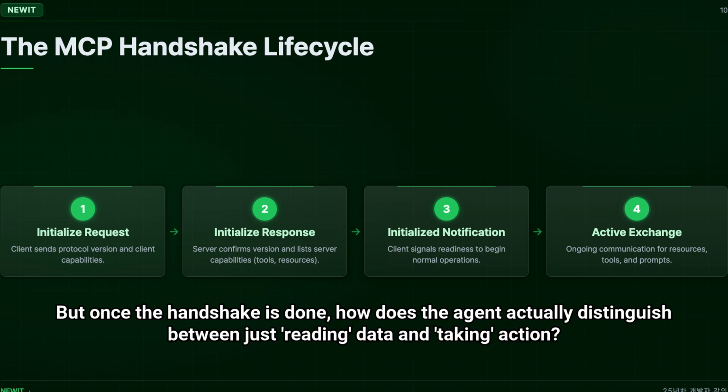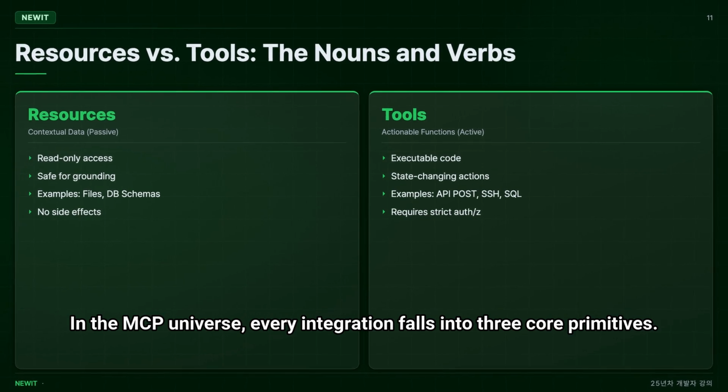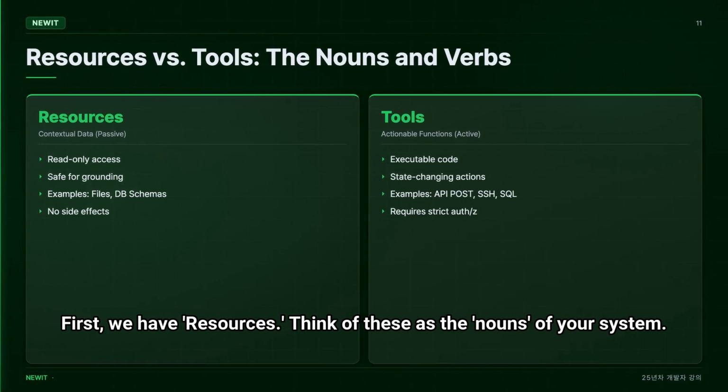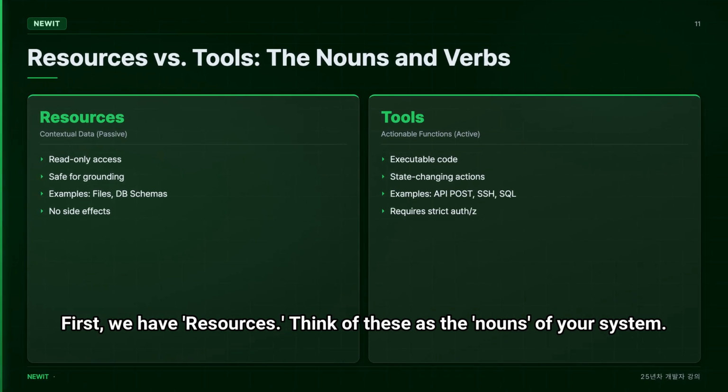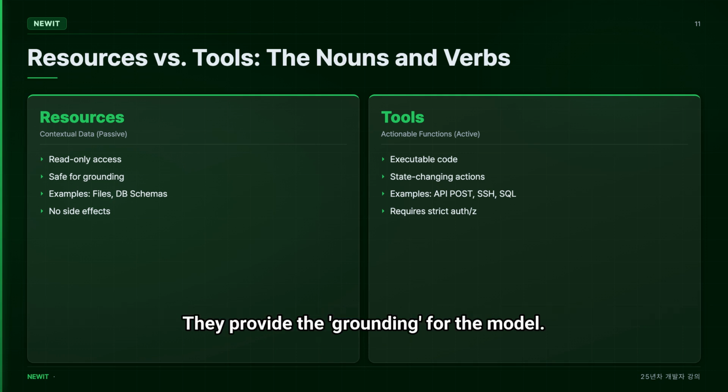But once the handshake is done, how does the agent actually distinguish between just reading data and taking action? In the MCP universe, every integration falls into three core primitives. First, we have resources. Think of these as the nouns of your system. They are passive, read-only data sources like log files, database schemas, or API documentation. They provide the grounding for the model.